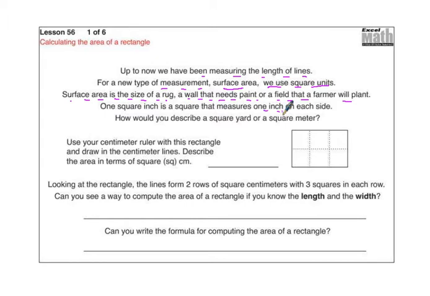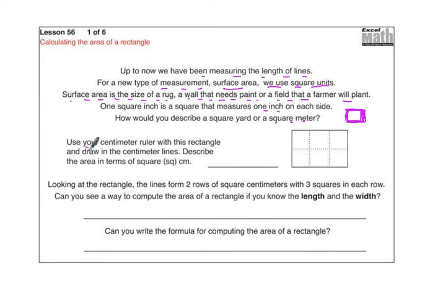Well, let's talk about this. If a square inch is 1 inch, 1 inch, 1 inch, 1 inch on each side, then a square yard would be 1 yard by 1 yard by 1 yard by 1 yard, and a square meter would be 1 meter by 1 meter by 1 meter by 1 meter.